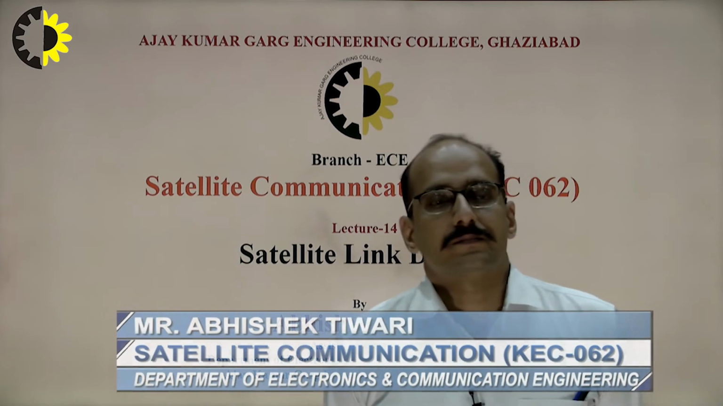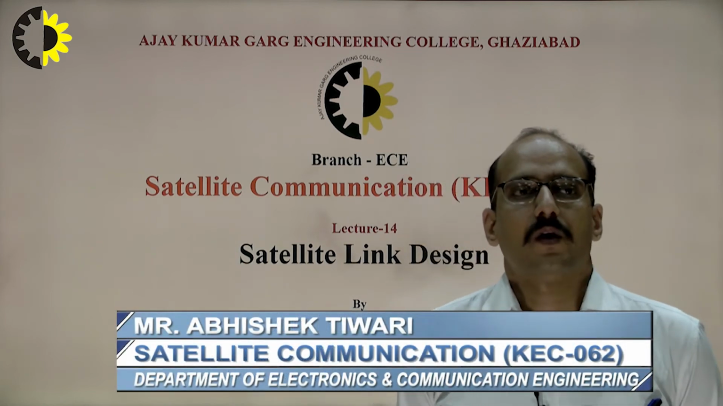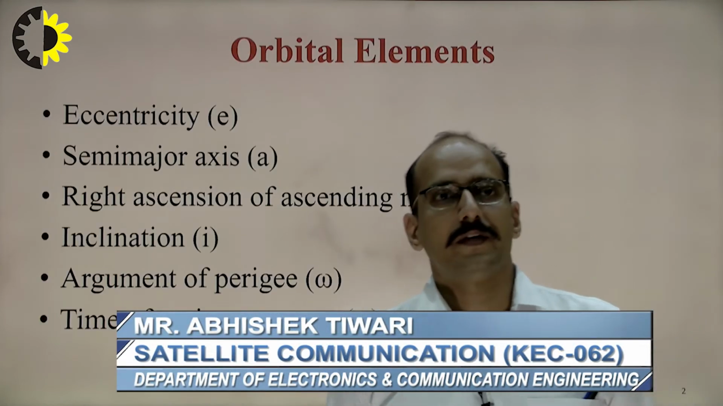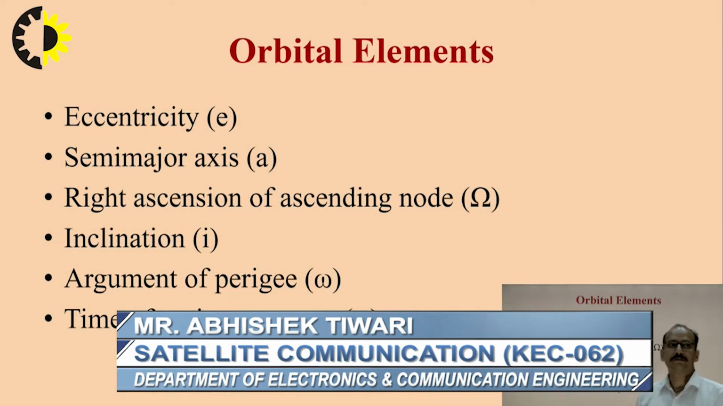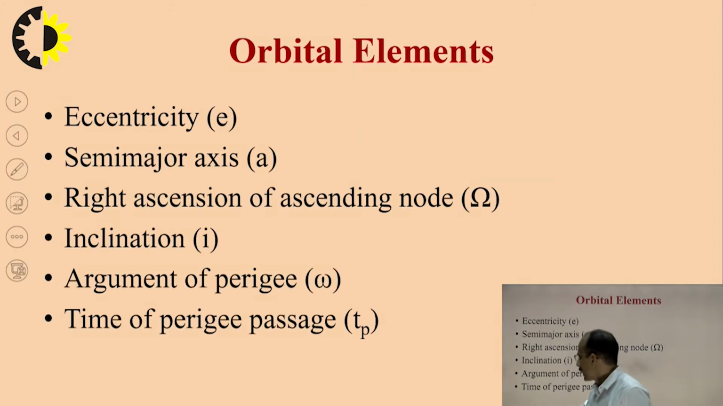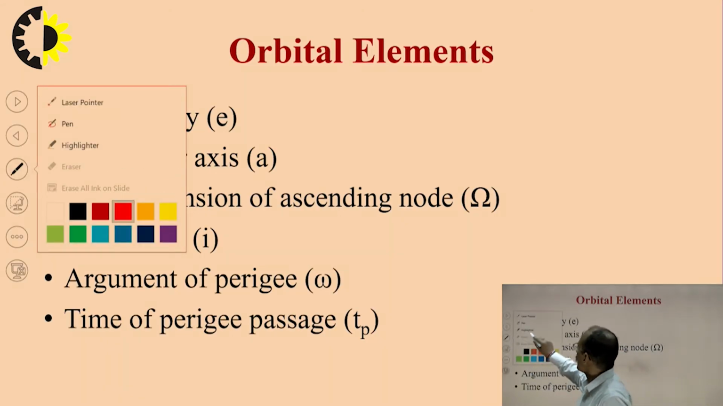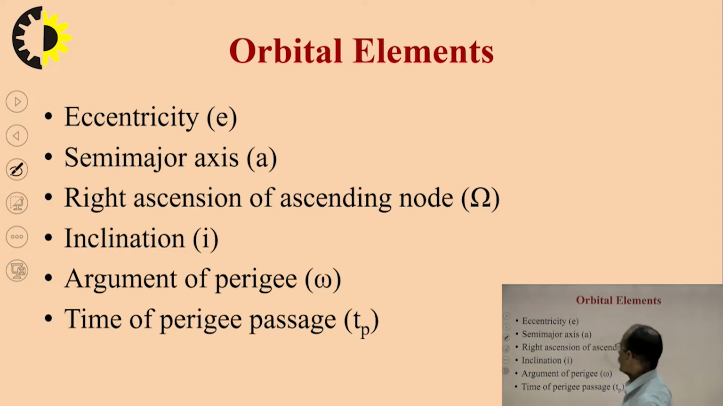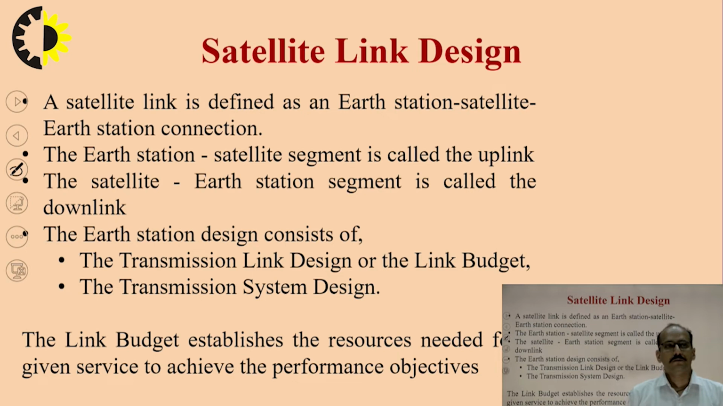Jai Hind students, in the last lecture of satellite communication, we discussed various orbital elements: eccentricity, semi-major axis, right ascension of the descending node, inclination, argument of perigee, and time of perigee. These are all the points required to locate the satellite in the orbit with respect to the earth. So now we are going towards the satellite link design.